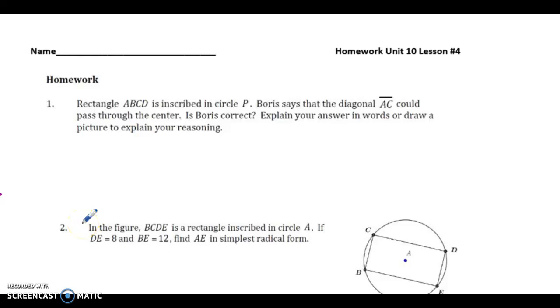We are looking at homework Unit 10, Lesson 4. So question number 1 says, rectangle ABC is inscribed in circle P. Really, I'm just going to encourage you to read through this one on your own and try drawing a picture, explain it in your own words. So I'm leaving one up to you.